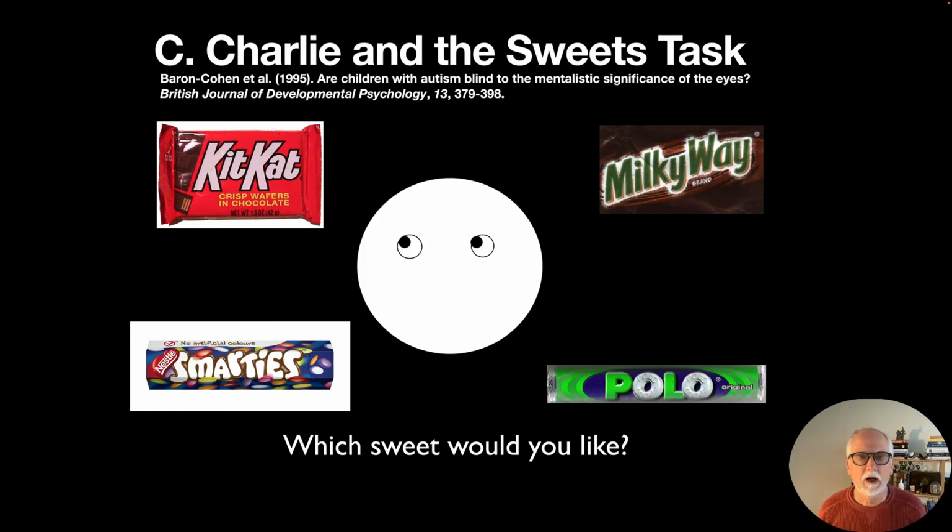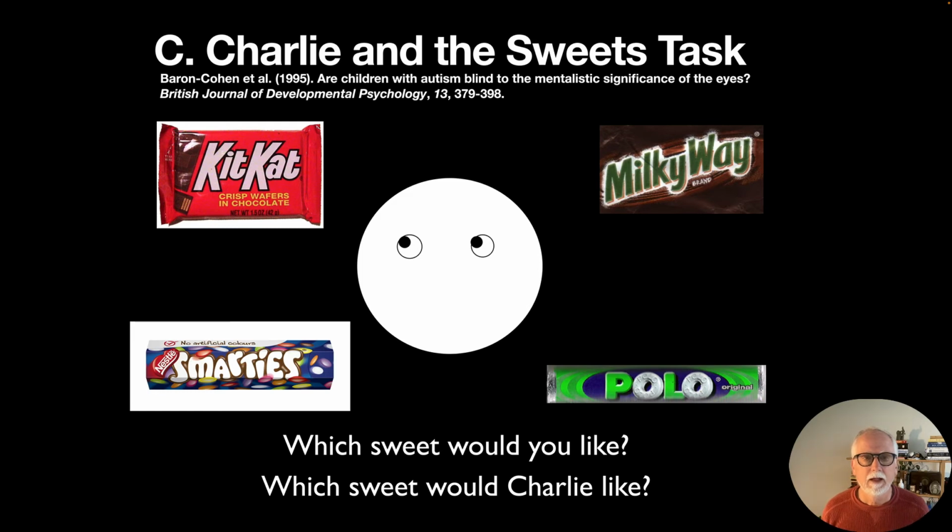And then you say, here's Charlie. Charlie's looking at the 4 different things. Which sweet do you think Charlie would like? And so you would think the right answer would be Kit Kat. So even if you said Milky Way, you'd understand that Charlie is looking over at Kit Kat and likes something different from you. And so just from the eye gaze, you can make an inference about whether or not this person shares your same desire, same intent for that particular sweet. So that's another task that can be done across multiple trials and then get a score and see how the person does compared to a group that we might consider to be the normal healthy group.